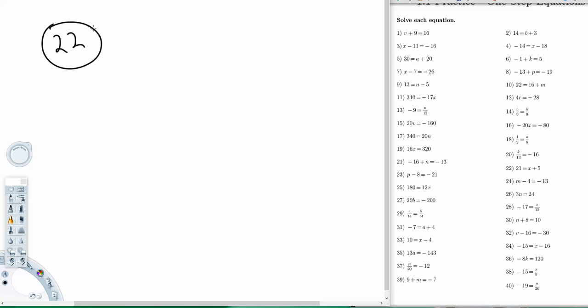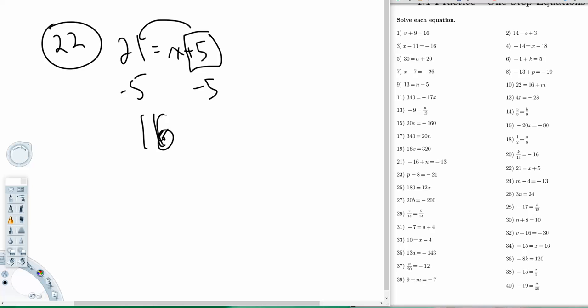Moving along now, full speed ahead. Number 22. 21 equals x plus 5. Well, we want to get rid of this right here, and the opposite of that is minus 5. Minus 5 over here. That's 16. X equals 16.